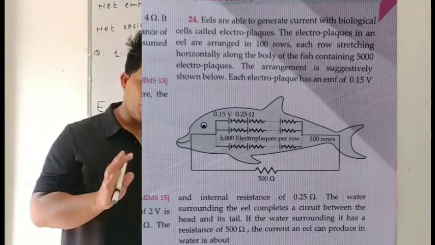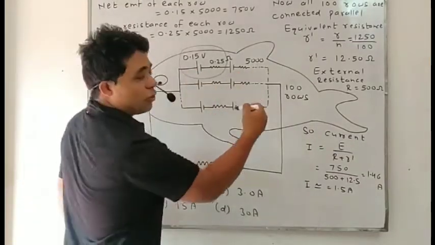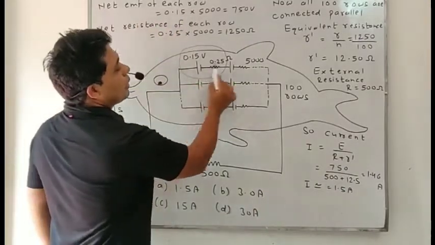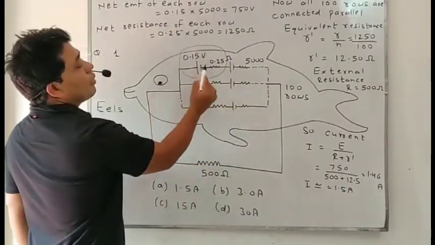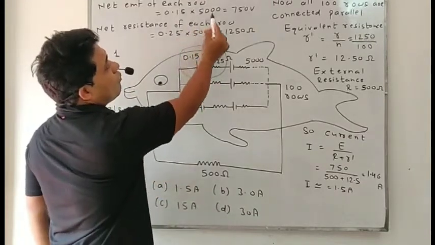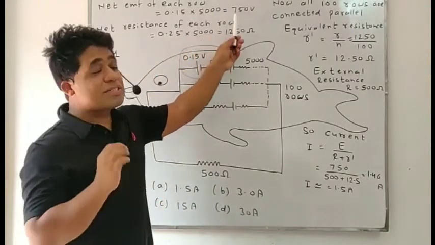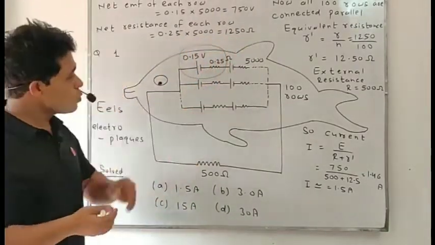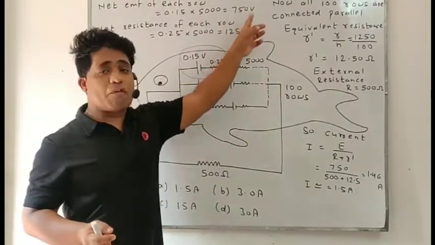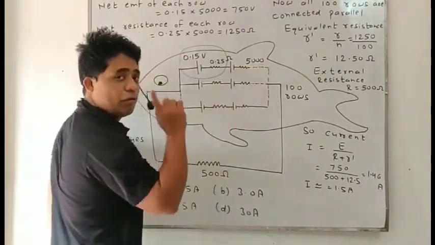Now see students, how can you find current? We have 5000 electroplates. So net EMF of each row: each row has 0.15 volt cells, and the total number is 5000. So 0.15 multiplied by 5000 will give 750 volt. So 750 volt is the voltage of this total row, one single row.